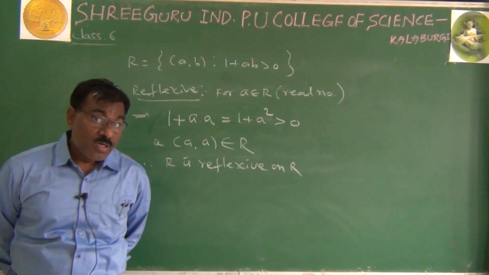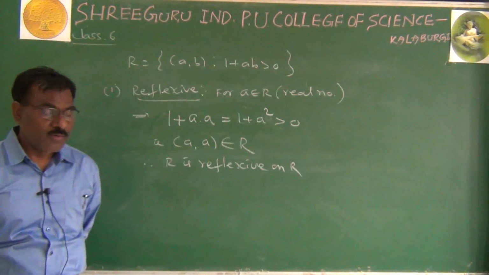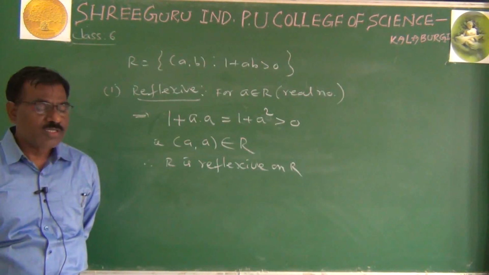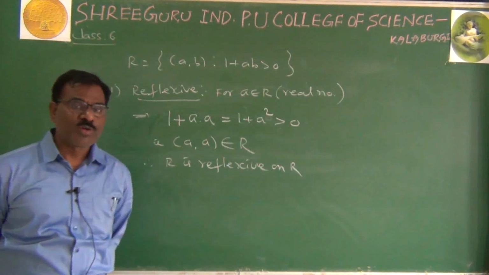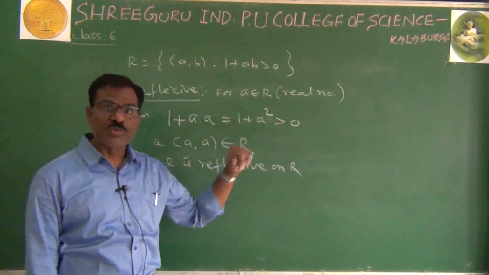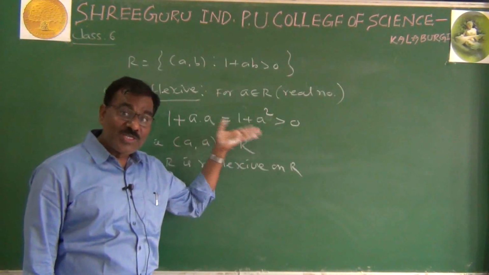But even JEE Main is asking this question. It's very important. 1 plus ab greater than 0 means you have to remember the answer. Now it is reflexive because 1 plus a square is always positive. No negative answer. It's a positive quantity. So it is always reflexive.